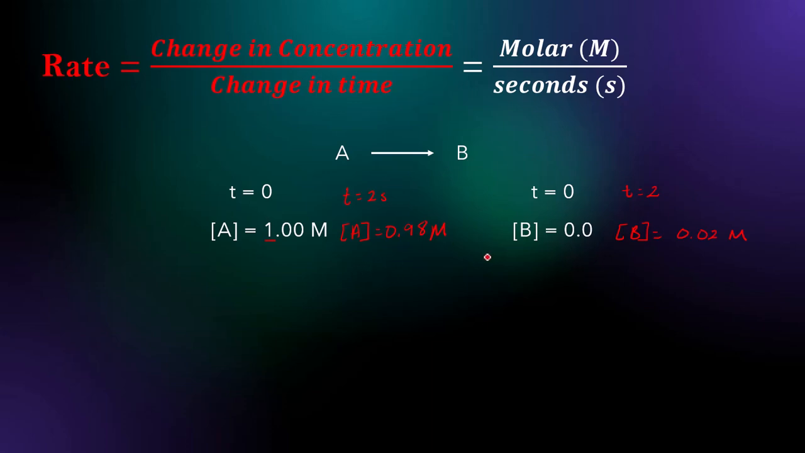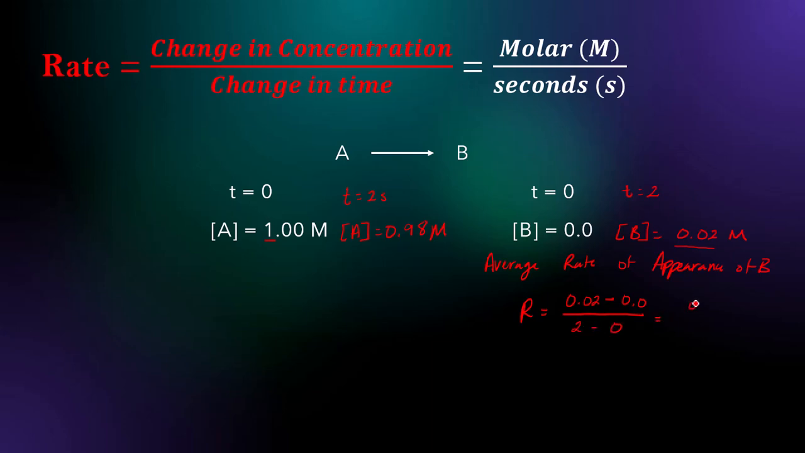Well, we can talk about the average rate of appearance of B. So let's go ahead and figure out what the average rate is. The average rate of the appearance of B is going to be the change in concentration over the change in time. So we're going to start off with our final concentration, 0.02, and we are subtracting our initial concentration to find the change. Okay, final minus initial, just like you would do in math. Final minus initial divided by the change in time.